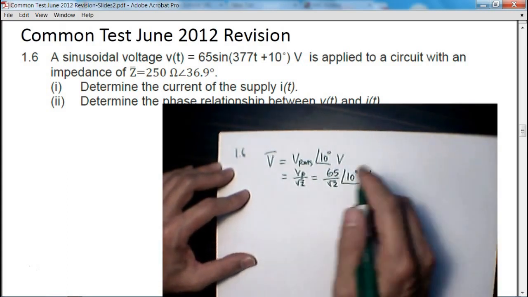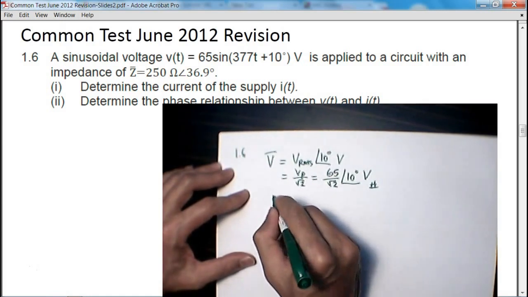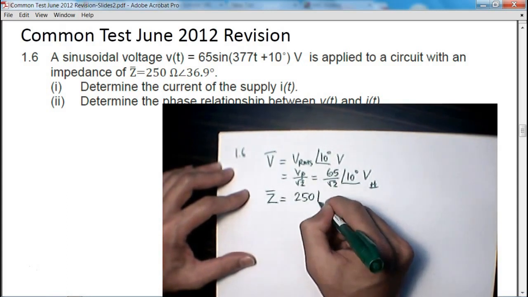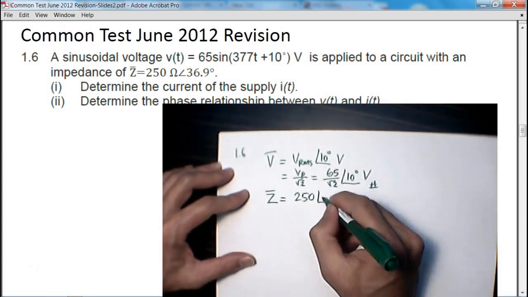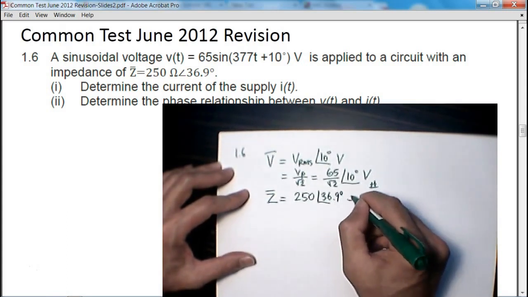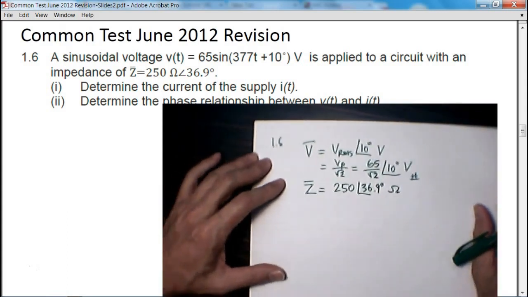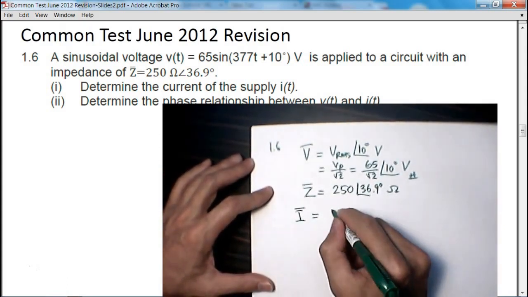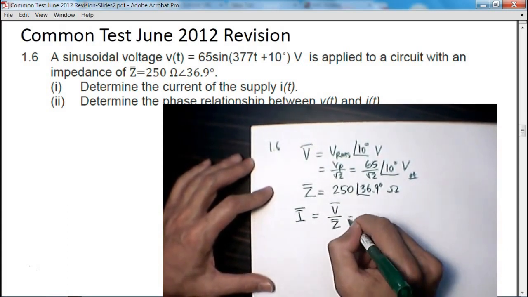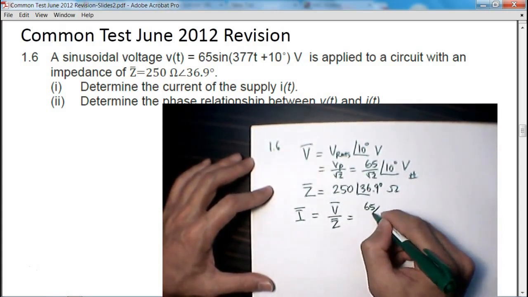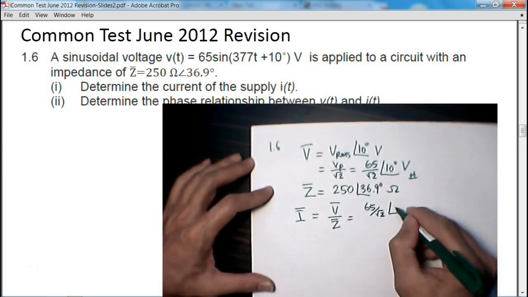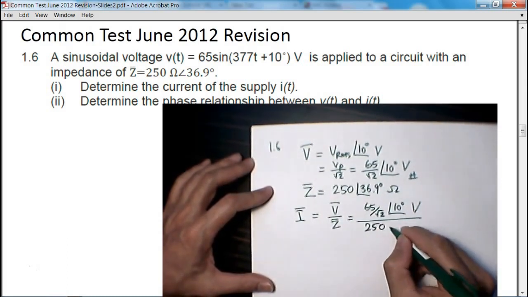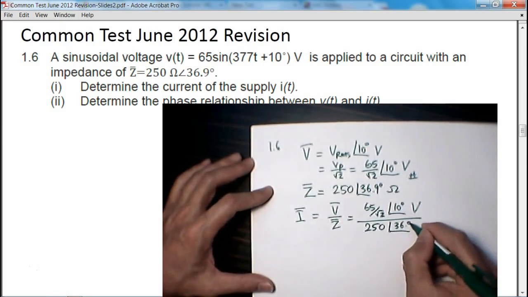Right, so that's the phasor version of the supply voltage, and we are given that the impedance Z of the circuit is 250 at an angle of 36.9 degrees ohms. So we need to determine the phasor version of the current. In this case it is V over impedance. That equals 65 divided by root 2 at an angle of 10 degrees, divided by 250 at an angle of 36.9 degree ohms.